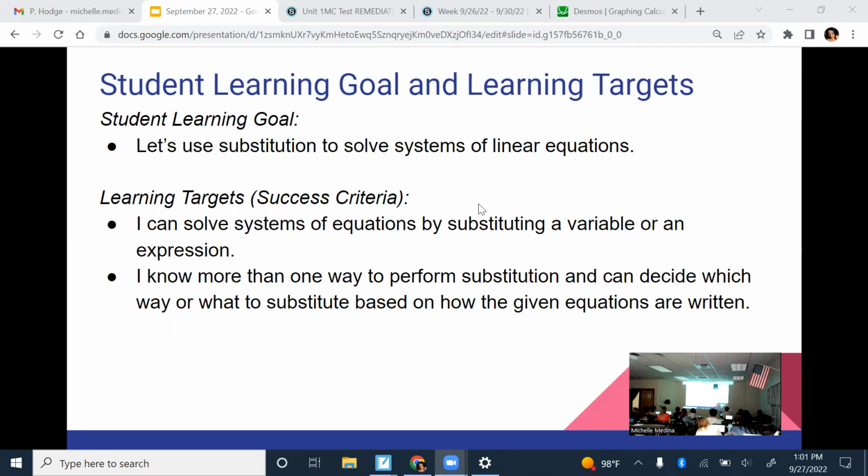So the learning targets: you can solve by substituting a variable or an expression, and then decide what to substitute based on how the equations are written.